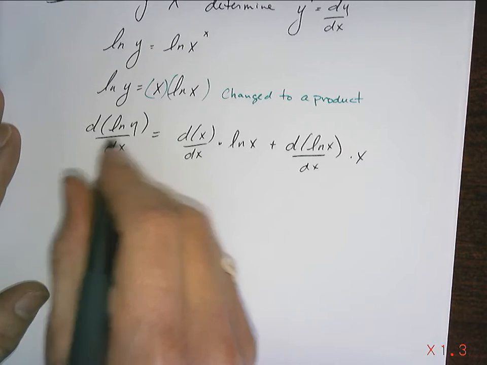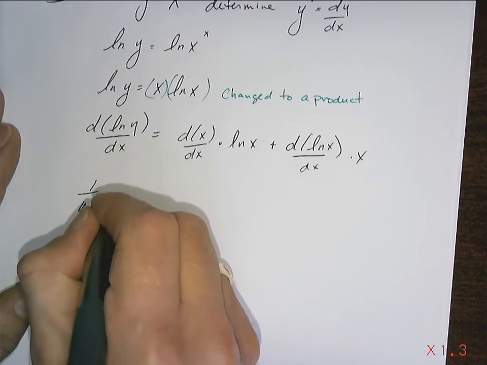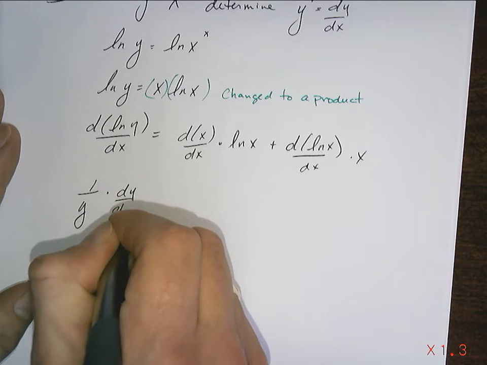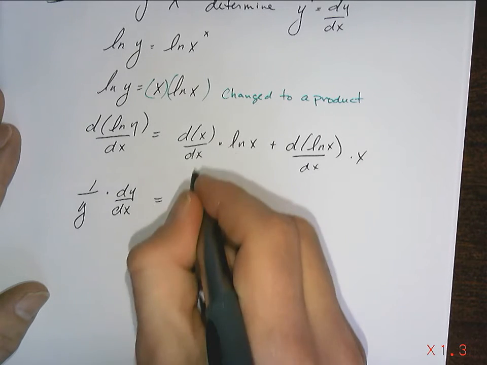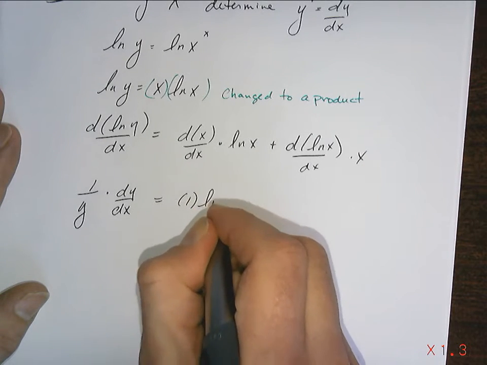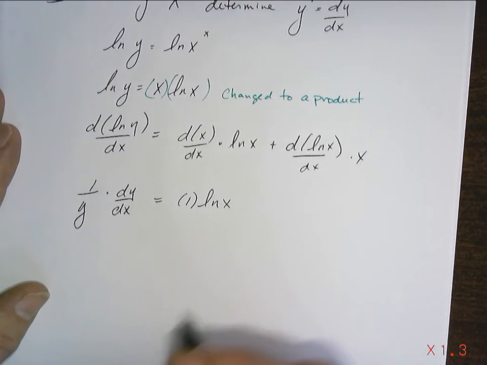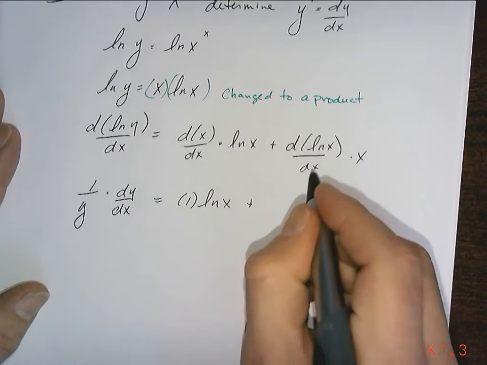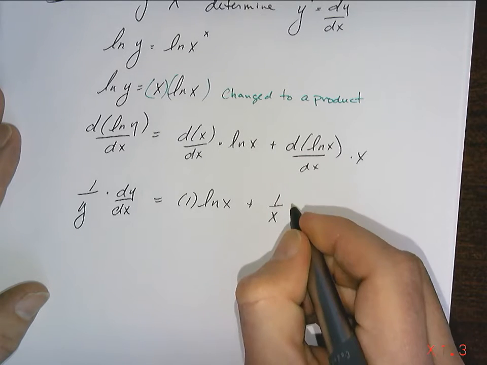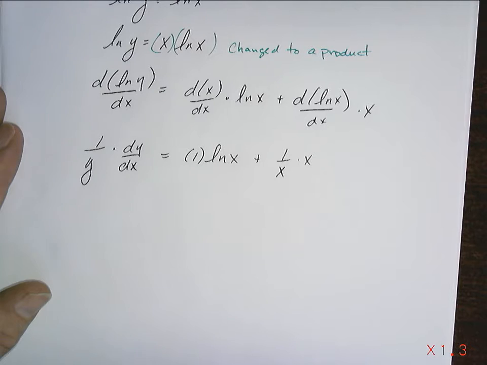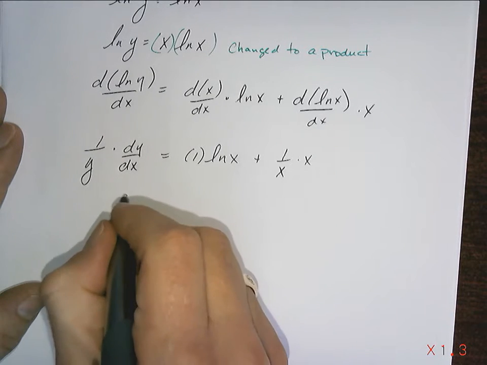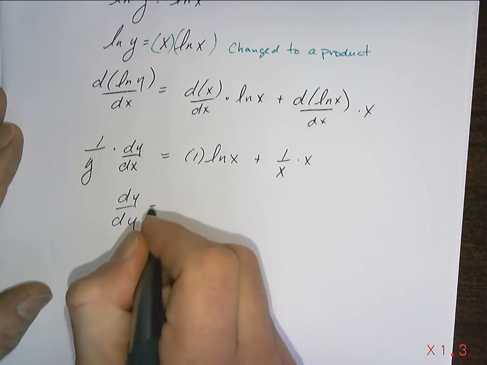So, the derivative of this will be 1 over y times dy by dx. That's what you're going to forget, right? That's when I'm marking this, that's what you're going to forget, and I'm going to take 2 marks off for it. The derivative of x with respect to x is 1, times ln x. The derivative of ln x is just 1 over x, times x. Can I do this in one step and we're okay?